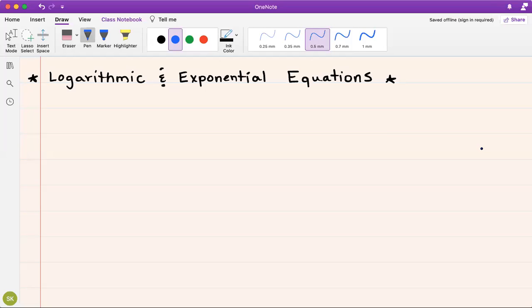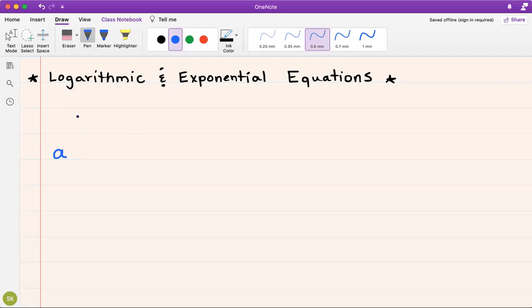Hello everyone. Today we're going to look at logarithmic and exponential equations. Now we've looked at some of these types of equations before, but today we're going to look at some very complicated examples. To get started, let's do a quick review of what we know about logarithms and exponents.